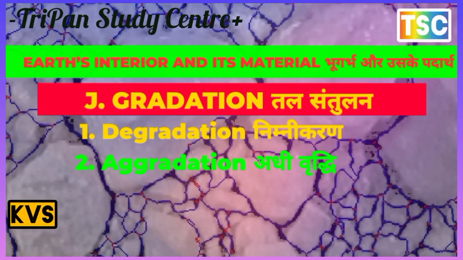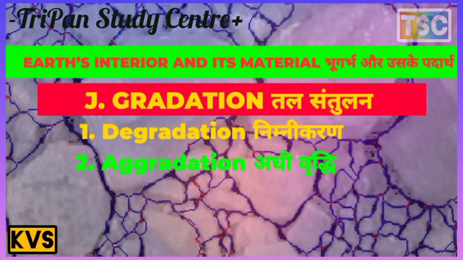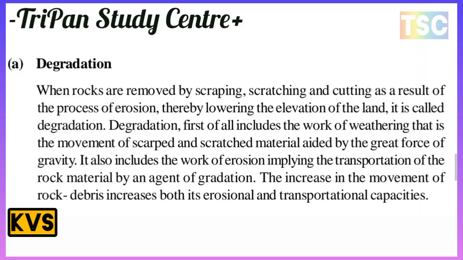The first, degradation. What do we mean by it? Degradation is when rock is removed by scraping, scratching and cutting as a result of the process of erosion, and thereby the leveling of land takes place. It is called degradation. You know that? What is degradation? Scraping, scratching and cutting as a result of erosion is called degradation.